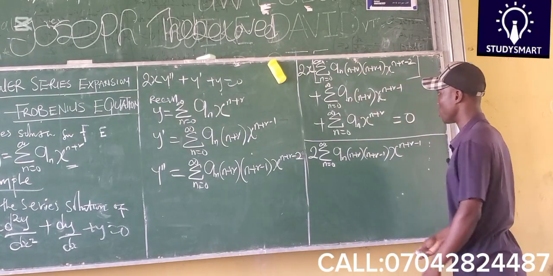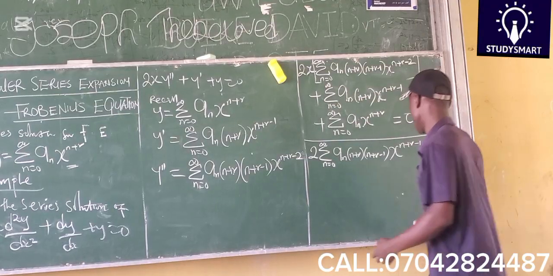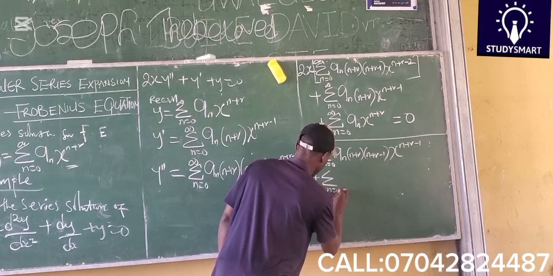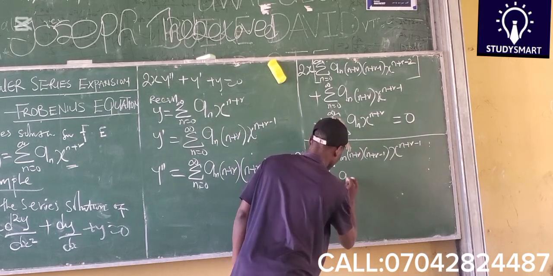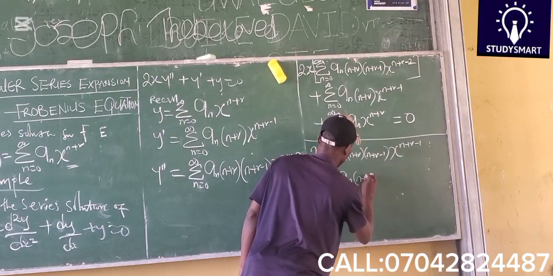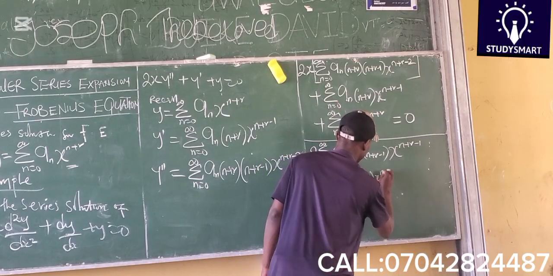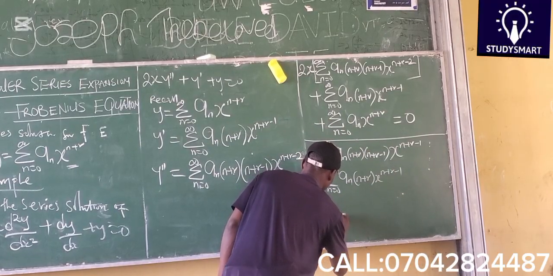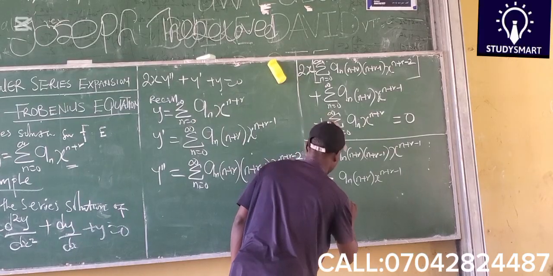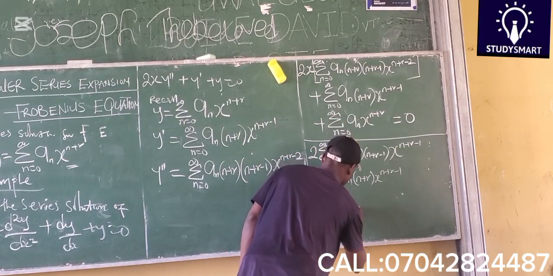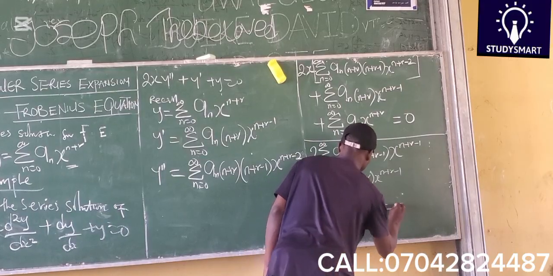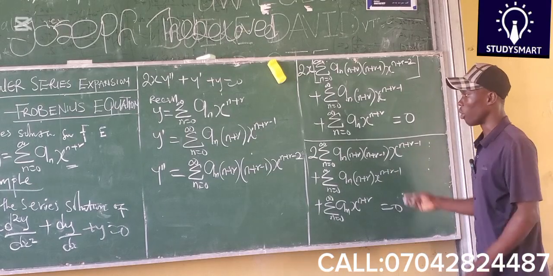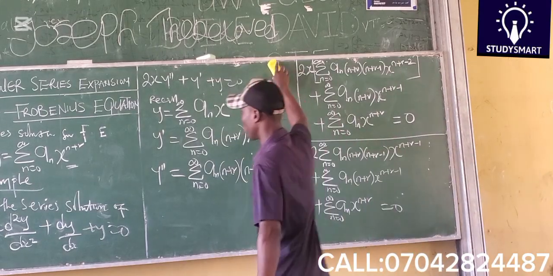So every other thing here remains the same because there is no other x here to deduce it with. So I'm still going to have plus summation n equal to 0 to infinity of a subscript n x to power n plus r minus 1, and then plus summation n equal to 0 to infinity of a subscript n x to power n plus r, all equal to 0. So this is our new expression, and this is the expression we are going to be working with.